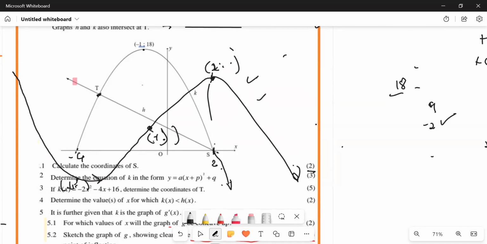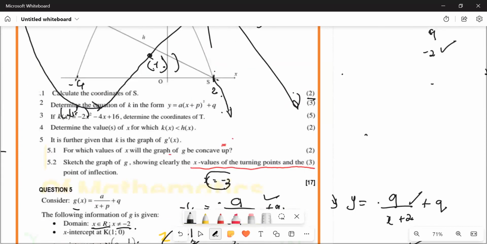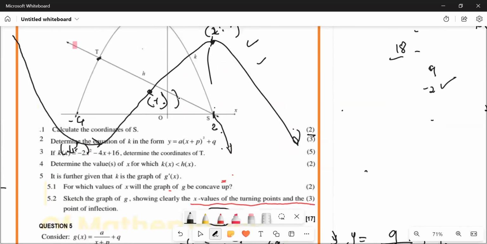How many marks for this? 3. It's 3 marks. We're going to give you 1 mark for the correct shape, where you started by being negative and then went positive, 1 mark for the turning point, and then 1 mark for the point of inflection.